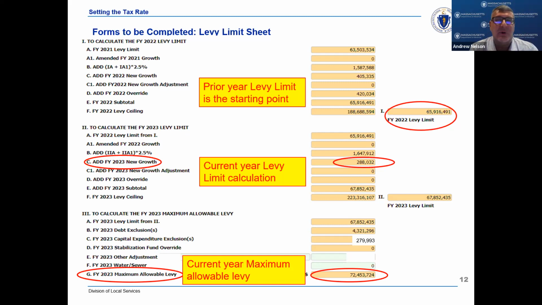So this is the levy limit worksheet. This is one of your starting points for the recap. It is largely prepared by our data bank folks. There is some input here that comes from the communities that feed the whole thing. It's broken up into three pieces. There's a top third, which is the prior year's levy, the middle third, where we're calculating your levy limit for this year, and then the bottom section is your maximum allowable levy. I'm going to walk through the two middle ones, but you'll see that last year's levy for this community was $65,916,491.